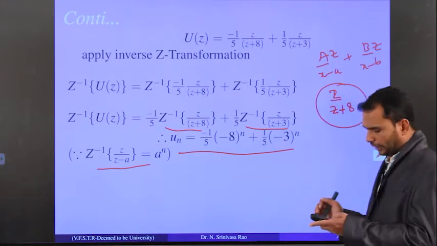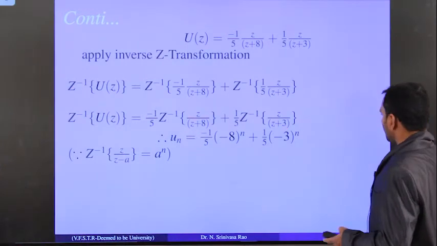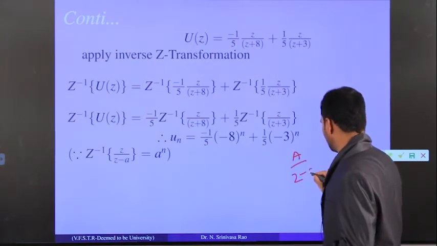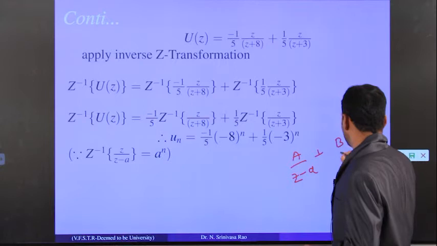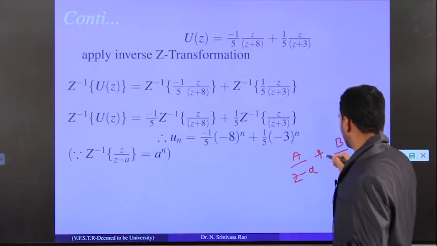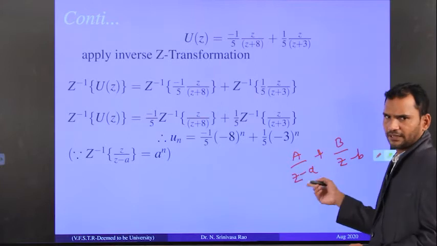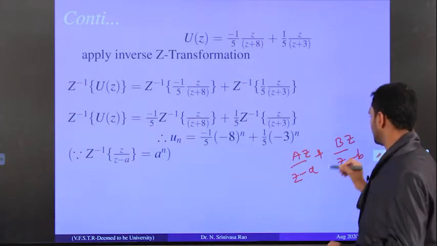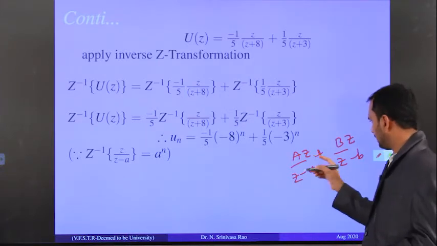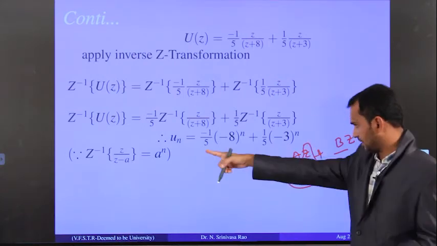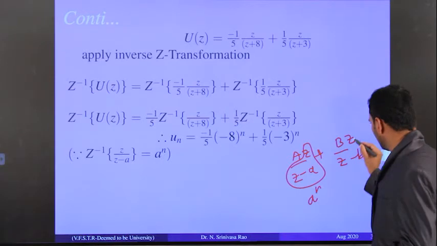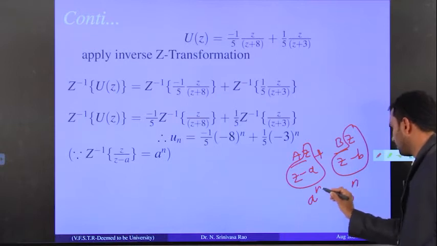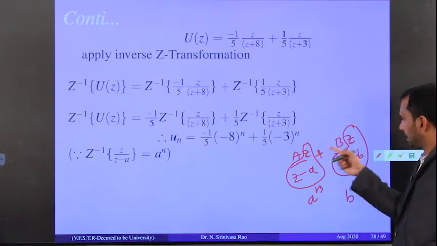So the only important point here is, first you have to find ordinary partial fractions, a by z minus a plus b by z minus b. But the only extra thing is, for 1 by z minus a we cannot have any inverse Z transformation. That is the reason why you have to multiply by z: az by z minus a plus bz by z minus b. So z by z minus a can be written as a power n, and z by z minus b can be written as b power n. So that is the reason why we have multiplied z here.